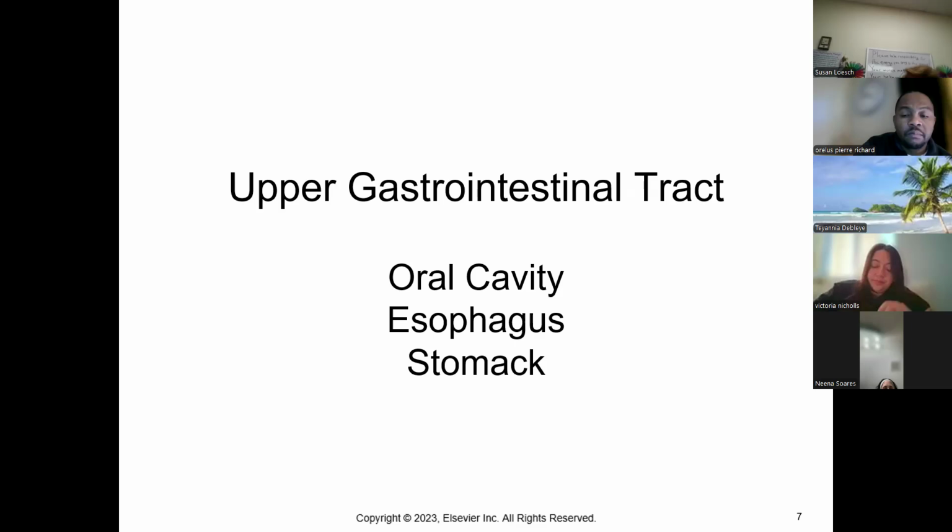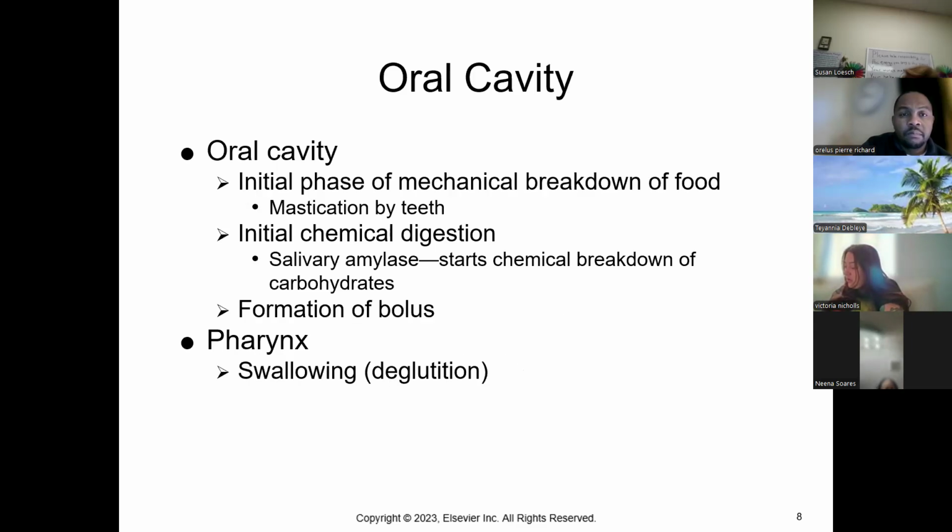All right, so now we're going to talk about the upper GI tract: the oral cavity, the esophagus, the stomach. I'm not sure who spelled stomach on there. The spelling looks like some of the words that come out of my mouth.